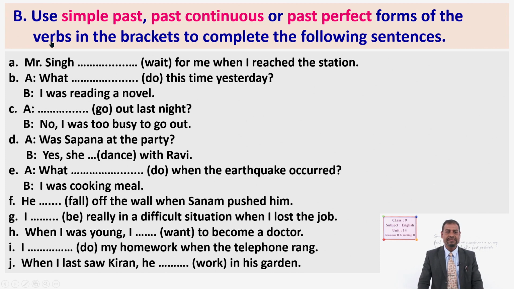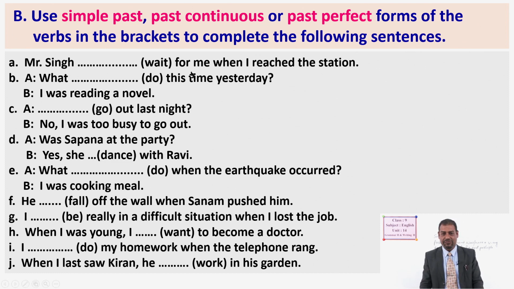Now the instruction tells us to use simple past, past continuous or past perfect forms of the verbs in the brackets to complete the following sentences. A: Mr. Singh, we have a blank, and in the brackets we have "wait for me when I reach the station." Now you have to decide whether the simple past, past continuous or past perfect form of the verb is correct. What is correct here?